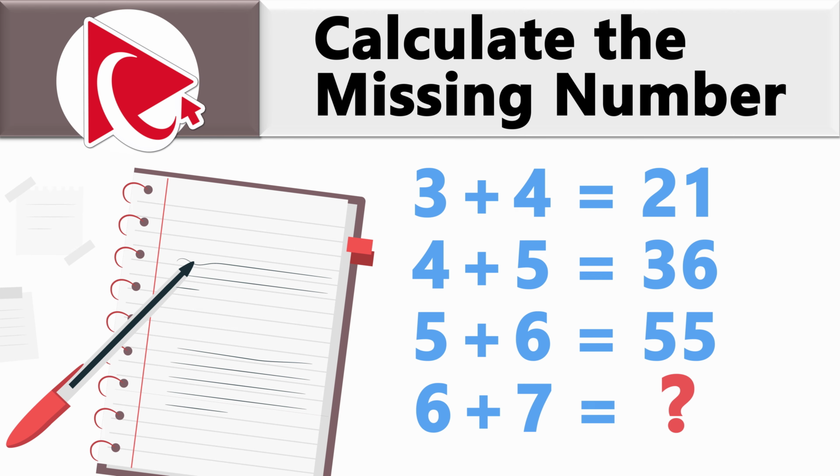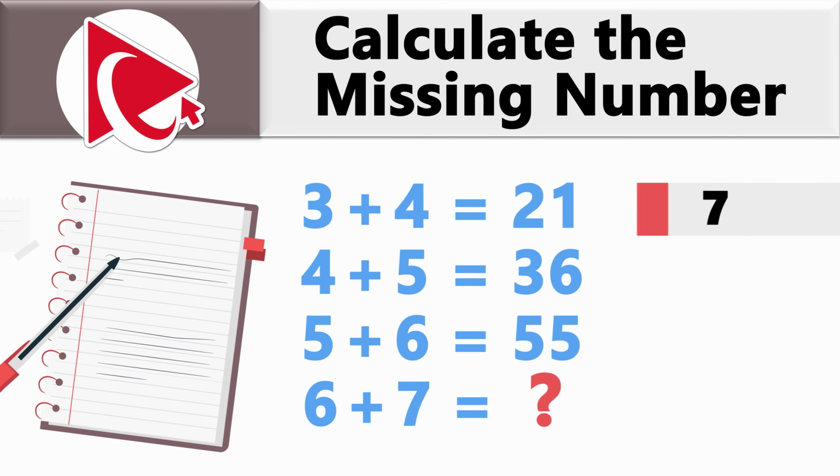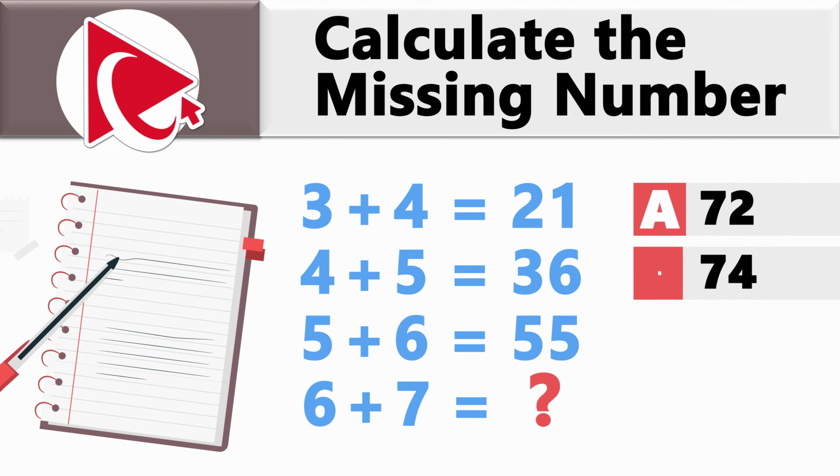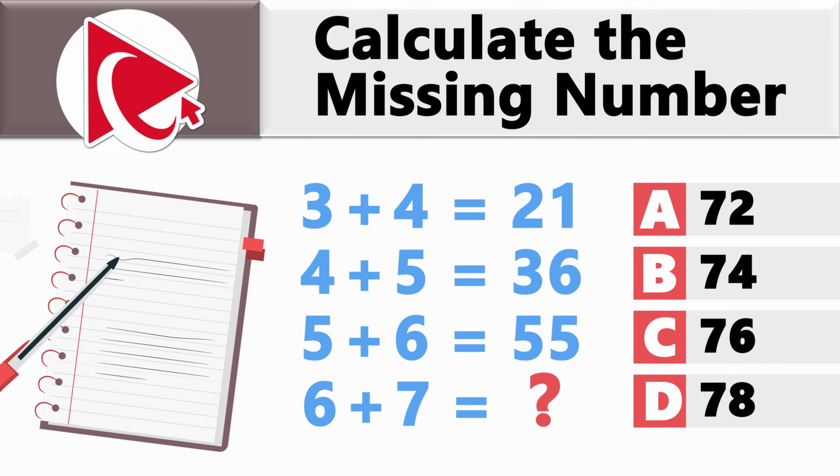because you need to calculate the missing number. And once calculated, select it out of 4 possible choices. Choice A, 72. Choice B, 74. Choice C, 76. And last but not least, choice D, 78. Make sure to examine the original expressions closely and see if you can get to the correct solution.